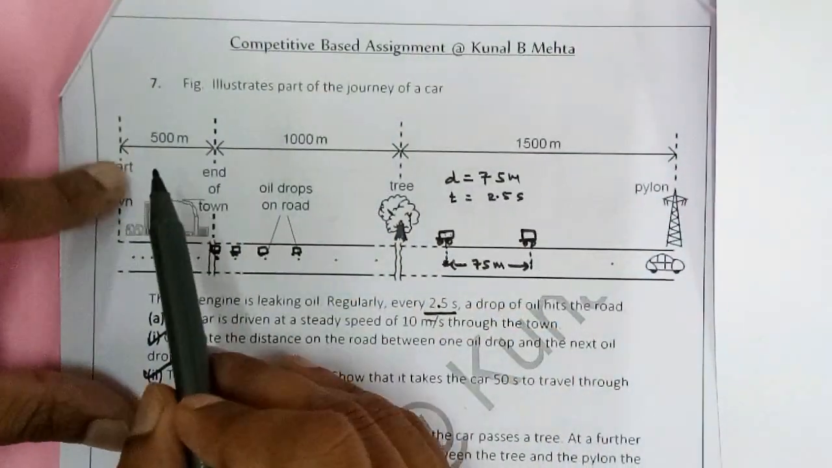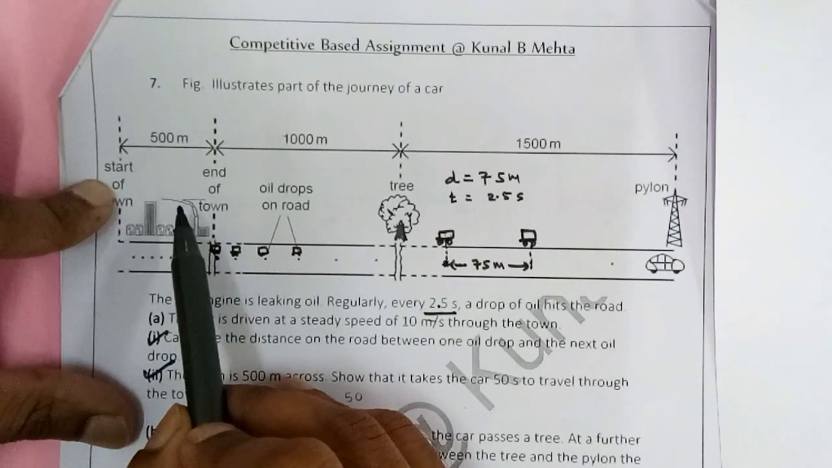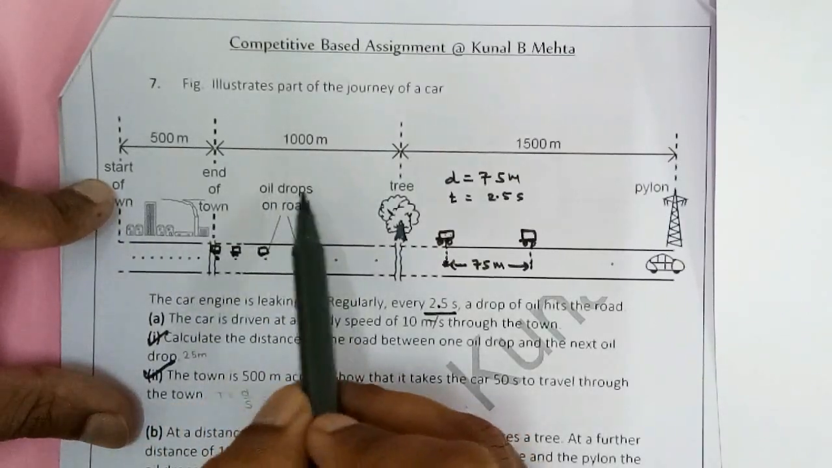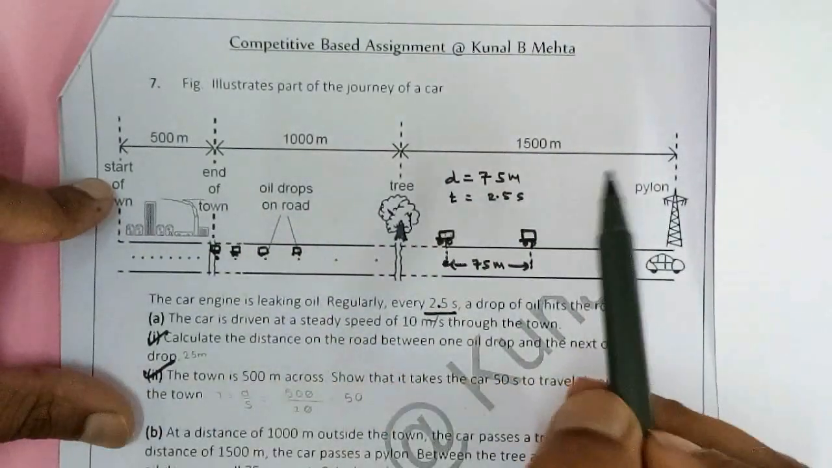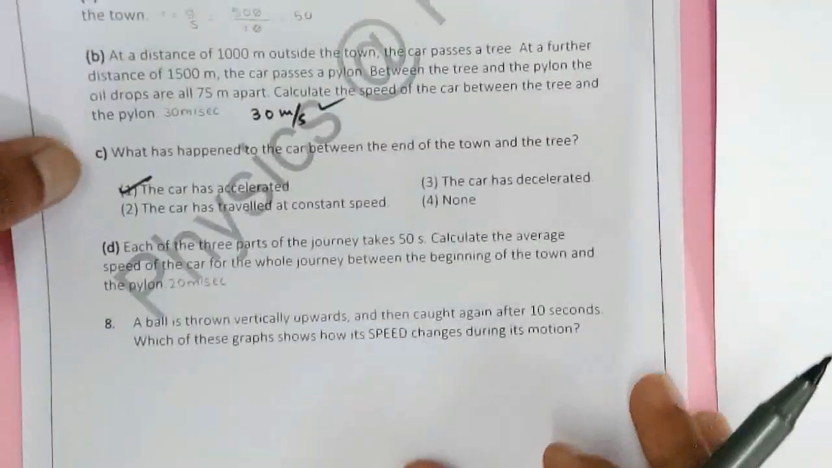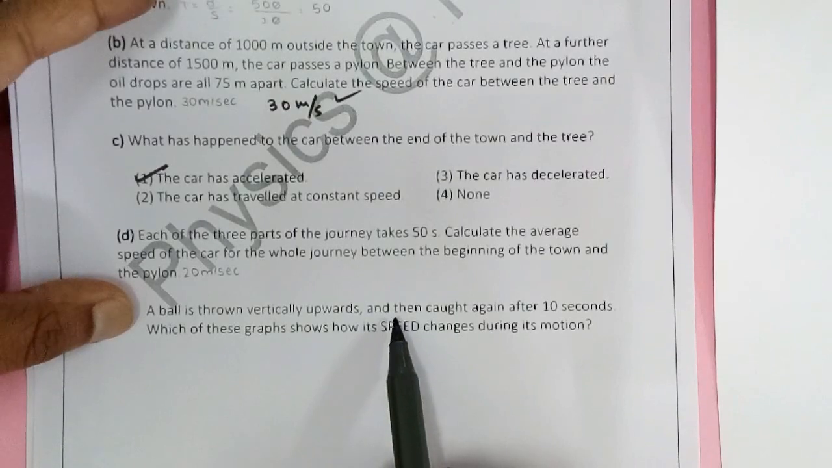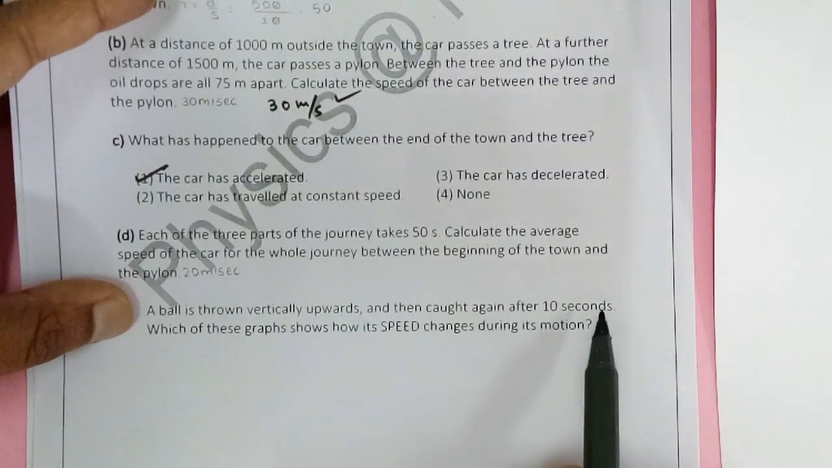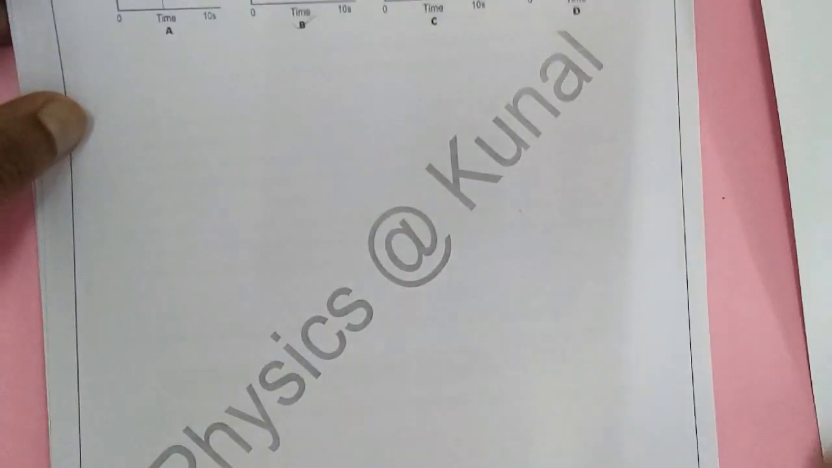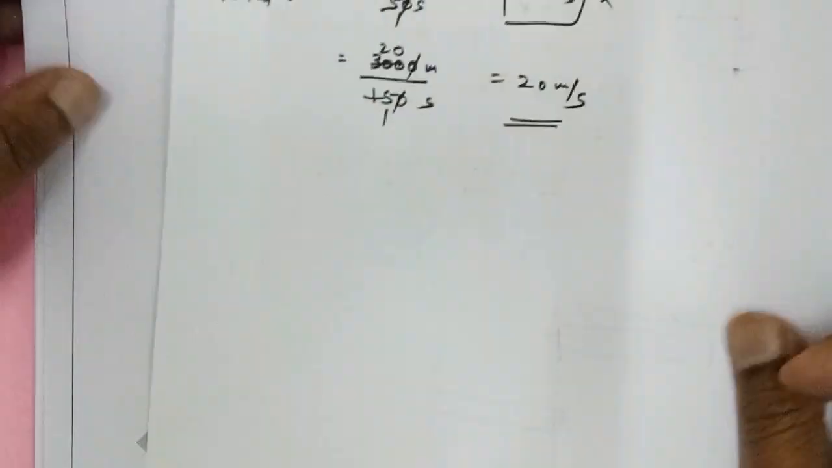That means the car might have traveled with 20 over here, then less speed over here and again more, but the average of all speed is 20 meter per second. Let's move on to the last problem. A ball is thrown vertically upwards and then caught again after 10 seconds. Which of these graphs is a correct answer to our question, that is the speed versus time graph.